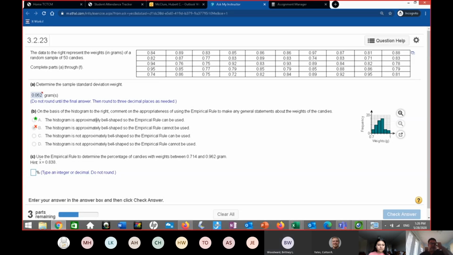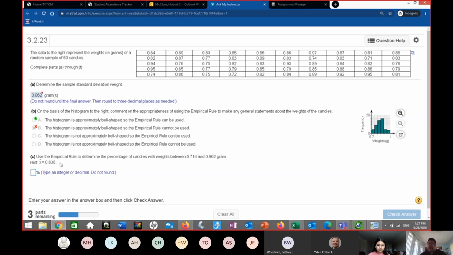On the basis of the histogram to the right, comment on the appropriateness of using the empirical rule to make any general statements about the weights of the candies. Yeah, we said it's bell-shaped. As long as it's bell-shaped, the empirical rule applies. Yeah, I mean, that's pretty bell-shaped. Now, if you had a skewed left or a skewed right, you couldn't use the empirical rule. Use the empirical rule to determine the percentage of candies.